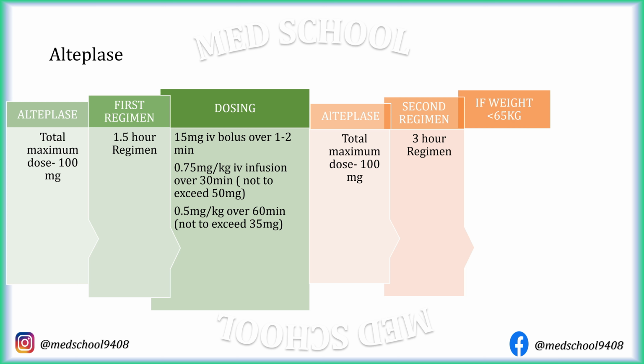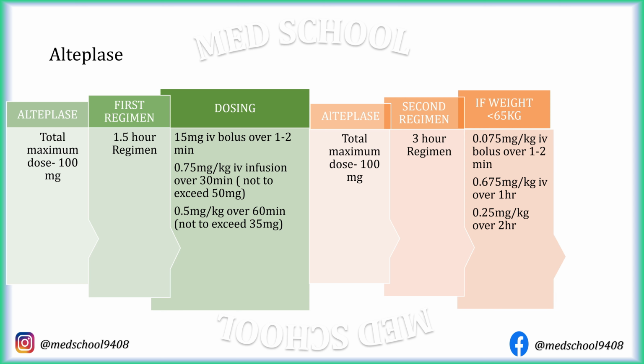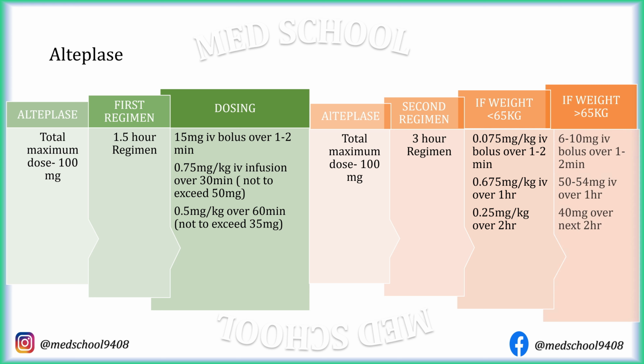If patient weighs less than 65 kg, then dosing is 0.075 mg per kg IV bolus over 1 to 2 minutes, followed by 0.675 mg per kg IV over 1 hour, followed by 0.25 mg per kg over next 2 hours. If patient weighs more than 65 kg, then dosing is 6 to 10 mg IV bolus over 1 to 2 minutes, followed by 50 to 54 mg IV over next 1 hour, followed by 40 mg IV over next 2 hours. Alteplase is clot selective and there is lowest risk of hypersensitivity with Alteplase.